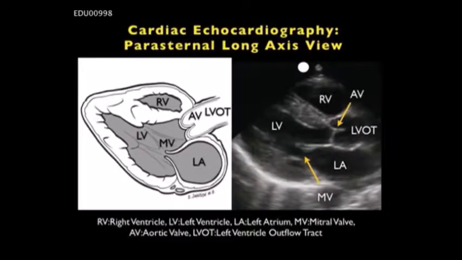Here's the anatomy of the heart that we'll see from the parasternal long axis view. Notice that the right ventricle will be the most superficial chamber, and just deep and to the left of the right ventricle, we'll see the left ventricle. We also see the left atrium to the right of the left ventricle and the mitral valve in between the 2 chambers. Now to the right of the left ventricle, we'll see the aortic valve, and to the right of the aortic valve, we'll see a small part of the left ventricular outflow tract.